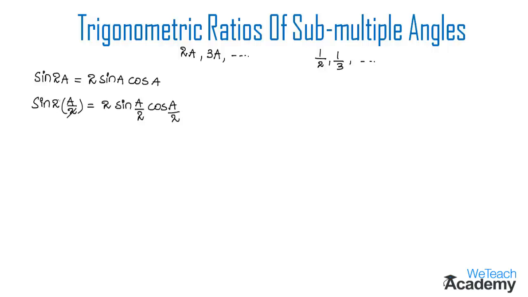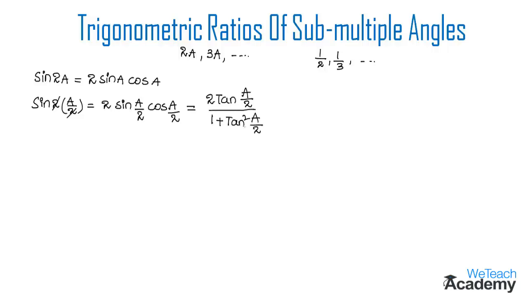And here 2 gets cancelled, so we get sin A is equal to 2 sin A by 2 into cos A by 2. And then, we already know the formula of tan 2A, which is 2 tan A by 1 minus tan square A. So let us replace A by A by 2 in that formula. So by replacing, we get 2 tan A by 2 divided by 1 plus tan square A by 2.